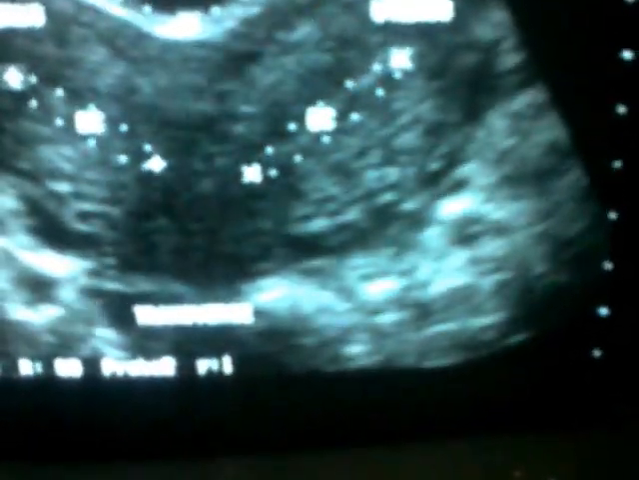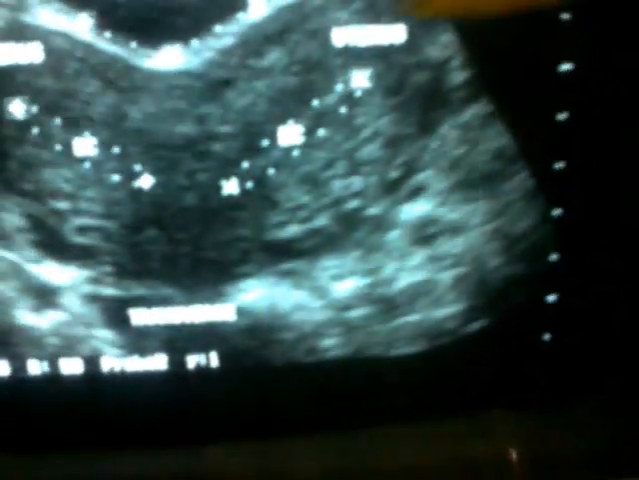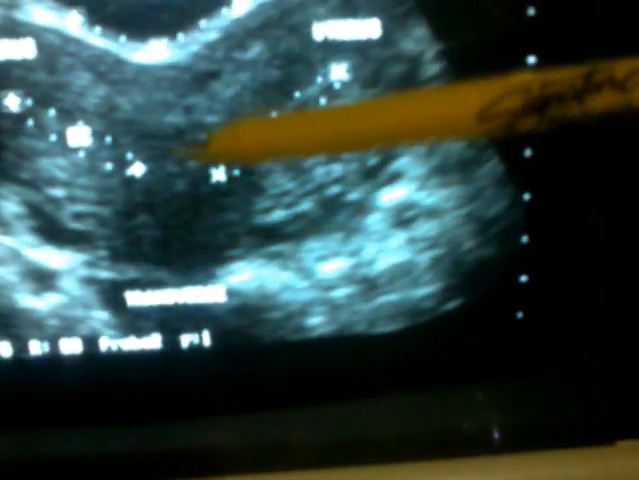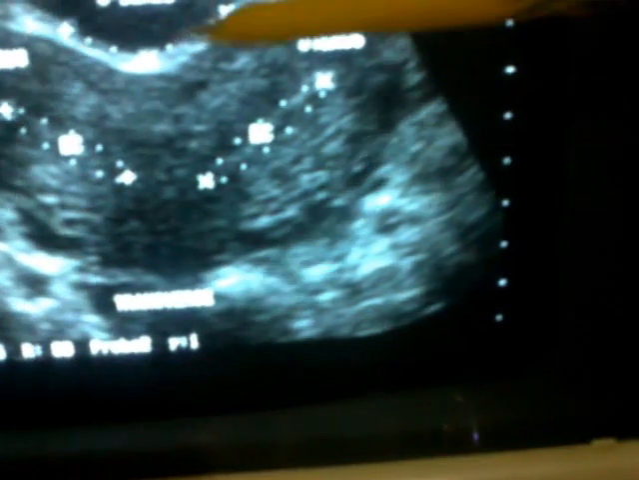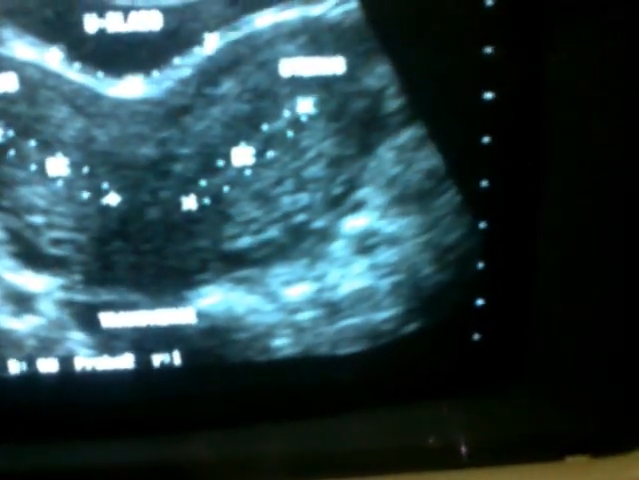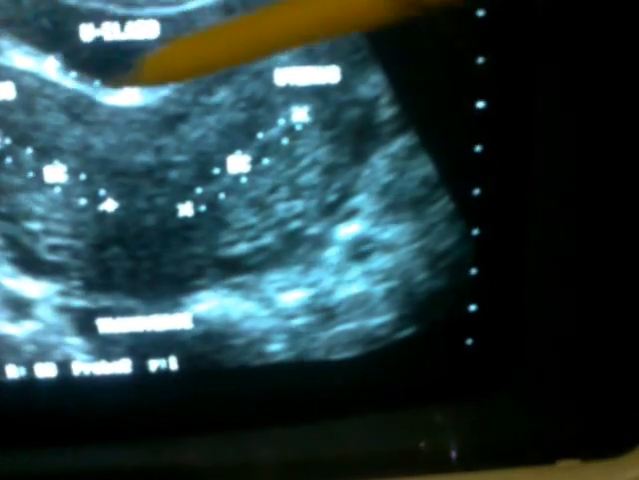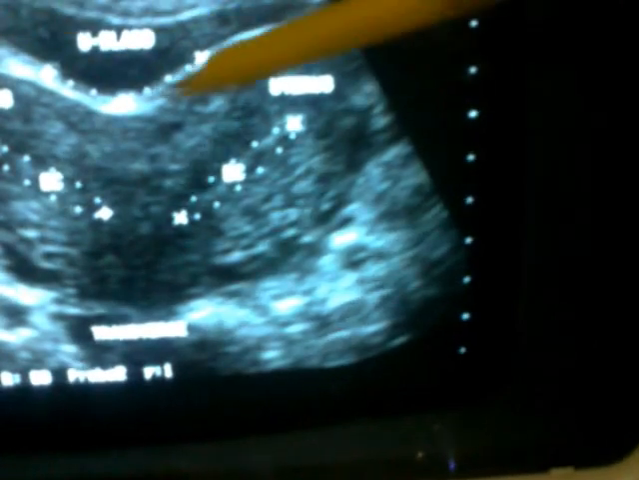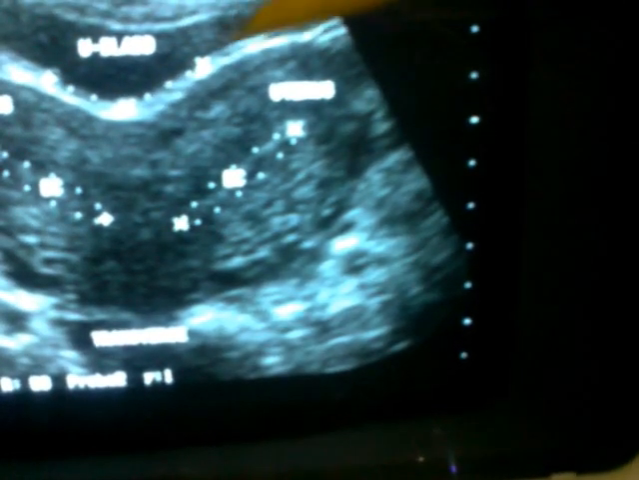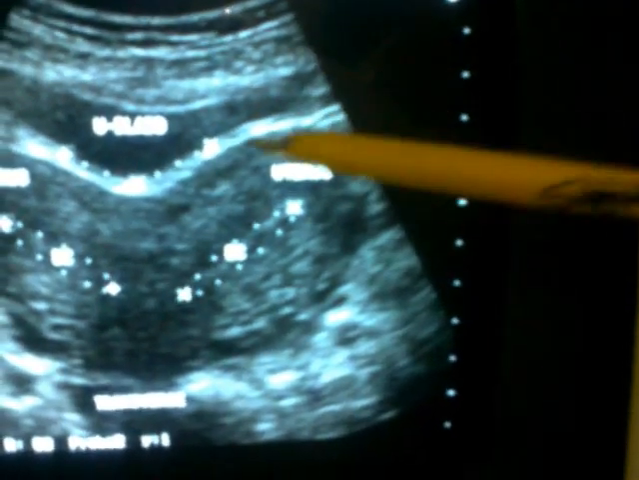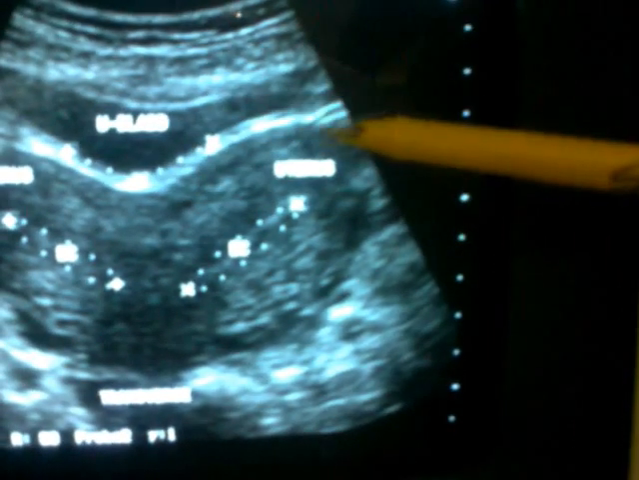So this is the uterus in which you are seeing a single uterus, but with indentation. You can say U-shaped or V-shaped. I will rather say that there is an indentation in the fundal region. This is the fundus of the uterus.